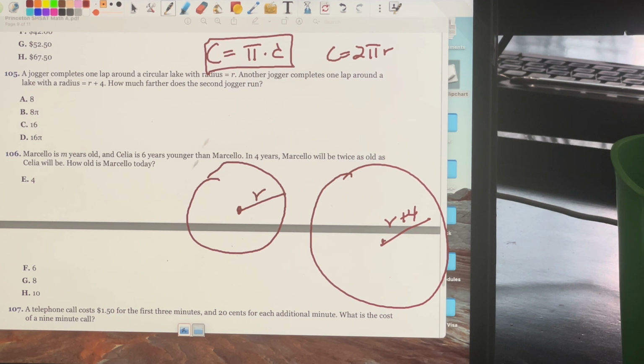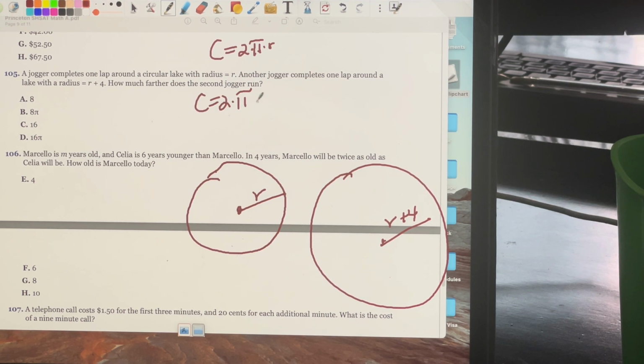Let me erase this. We're gonna use C equals 2 pi r. Find the circumference, the distance that the first jogger ran. C equals 2 times pi times r. So that's how much the first jogger ran. The second jogger, what's the radius of his circle? Well, it's 2 times pi times r plus 4.